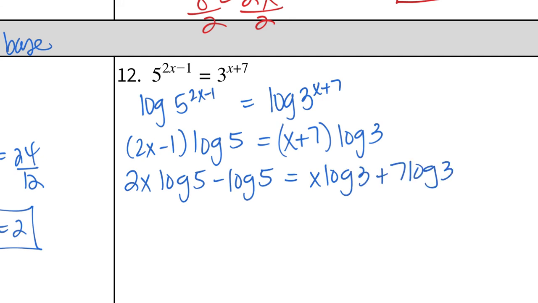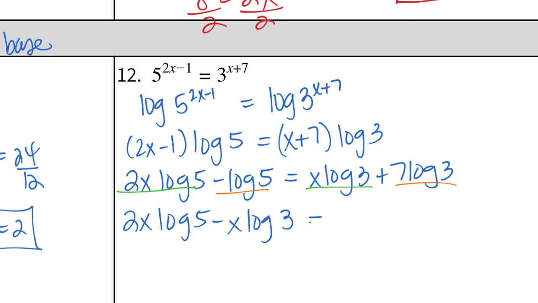Now, anything that has an x, so we have two things, right here and right here, we want those to be on the left side. Anything that doesn't have an x, we want to move to the right. So this would be 2x log 5, and then I'm subtracting the other one, so minus x log 3 is equal to 7 log 3 minus log 5.